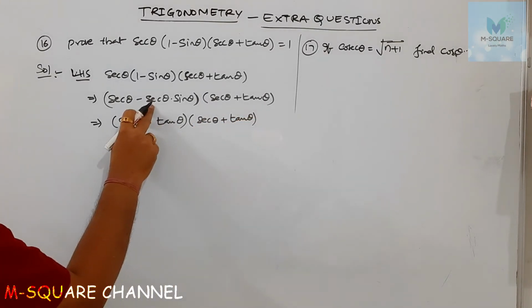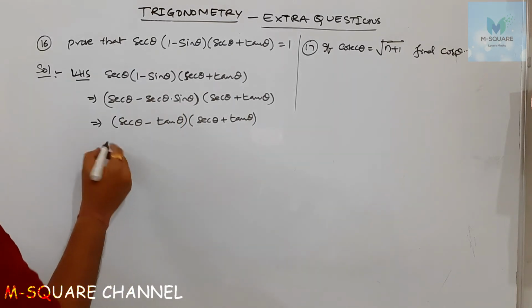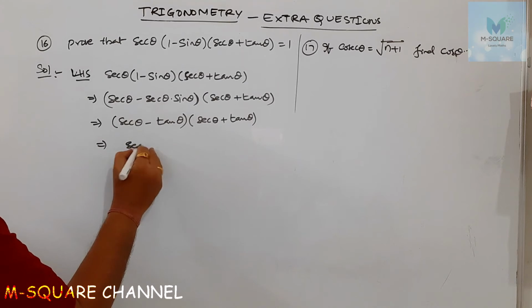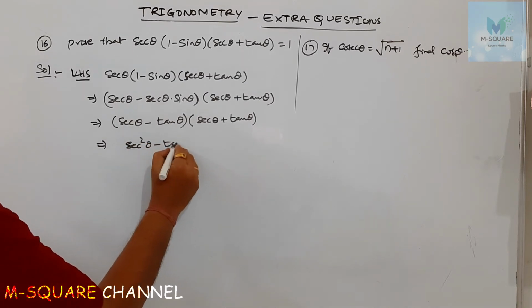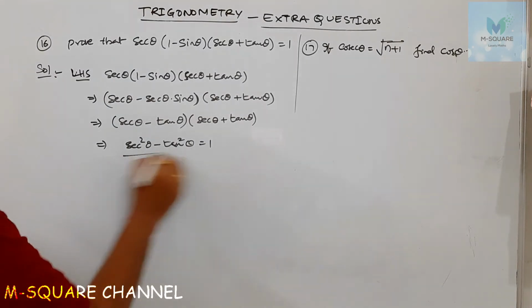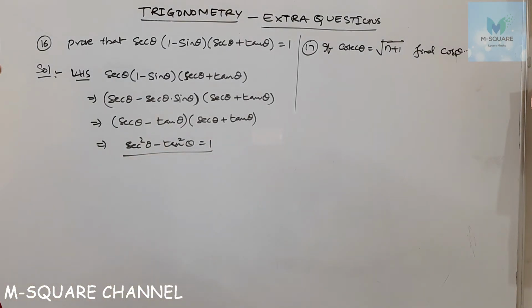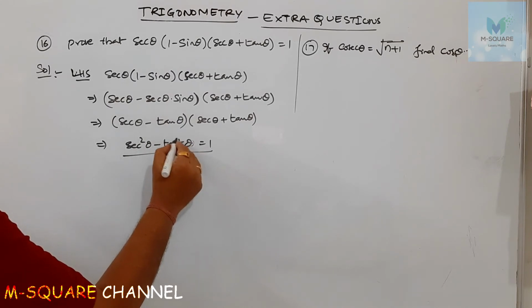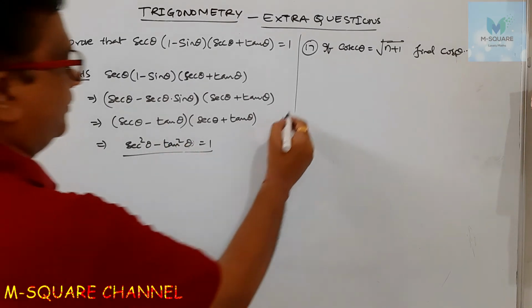Otherwise, you can write 1 by cos theta, sin theta by cos theta, equal tan theta. That is an extra step. If you know that, directly you can write it. So secant square theta minus tan square theta equal to 1. This is the identity: secant square theta minus tan square theta equal to 1.